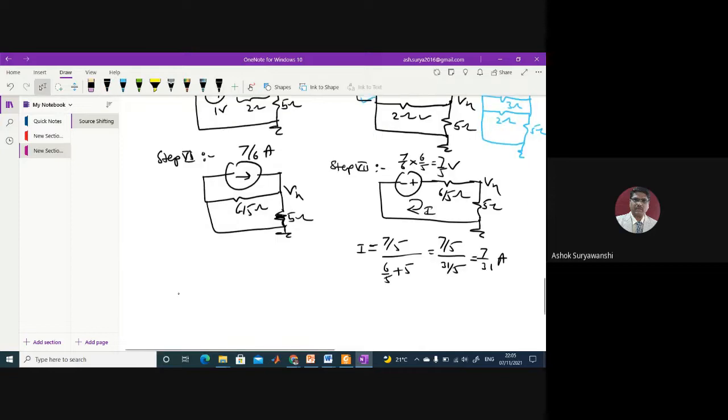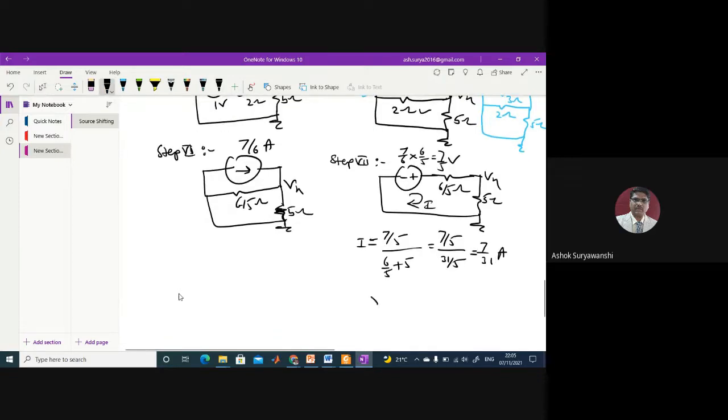So that is the value of I. But we have to find out Vx. So what is Vx equal to? Vx equals 5 ohm into I, the current flowing through this resistance, which is I. So that is equal to 5 into 7 divided by 31, which comes to be 35 by 31 volt. Vx comes to be 1.13 volts. Okay, so this you can use, right?